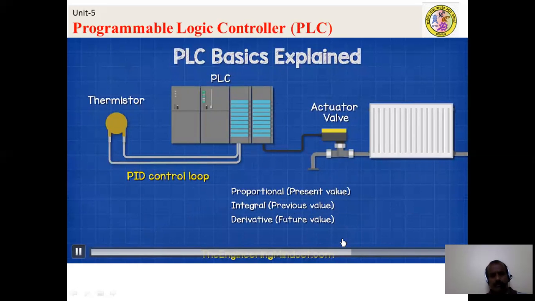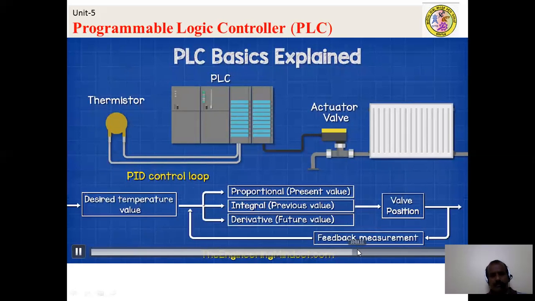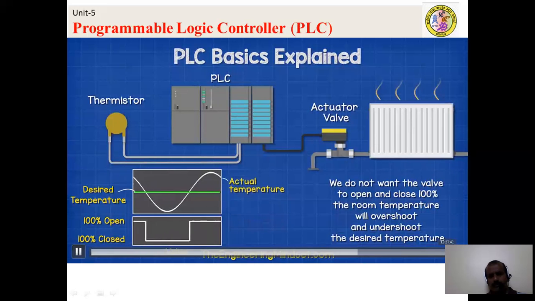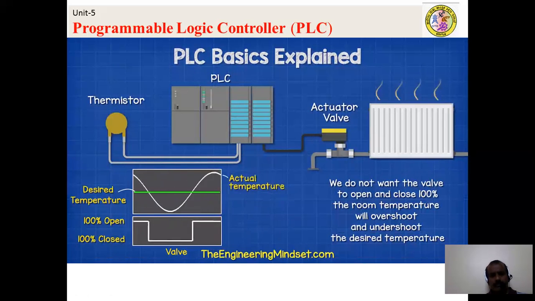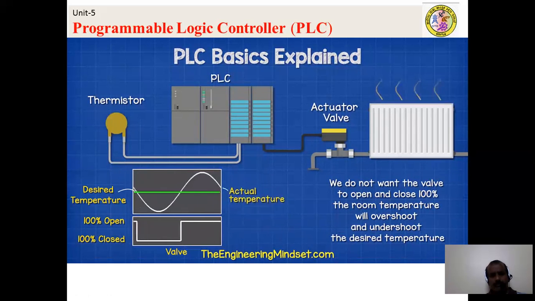We won't go into too much detail on PIDs, but essentially this will control the valve position to ensure it only opens enough to suit the difference between the room's desired temperature and the room's actual temperature. For example, if the room temperature dropped very slightly, we don't want the heating valve to instantly open 100%, because the room will heat too quickly and this will overshoot the desired temperature.